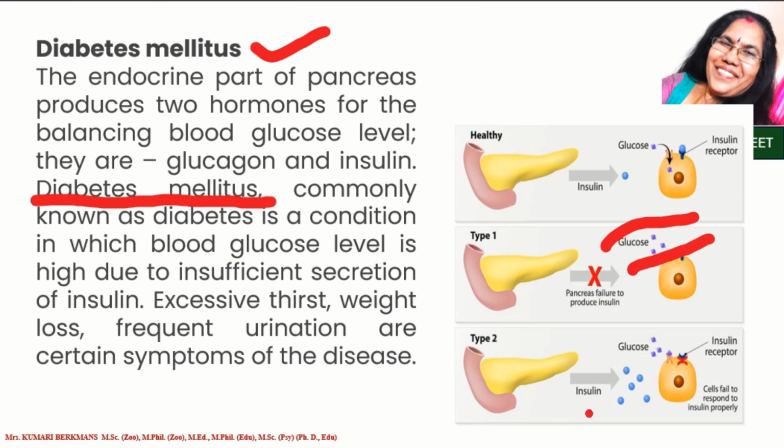Here, this is type 2 diabetes. In type 2 diabetes, insulin secretion is going on, but the cell is not in a proper position to receive the glucose. That is, the insulin receptor is not accepting it. So this is type 2 diabetes. These are the conditions we have seen in diabetes mellitus. Excessive thirst, weight loss and frequent urination are certain symptoms of this disease. Weight loss and excessive thirst are the symptoms of diabetes mellitus.